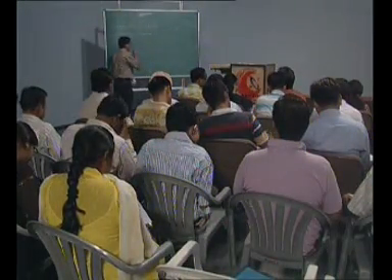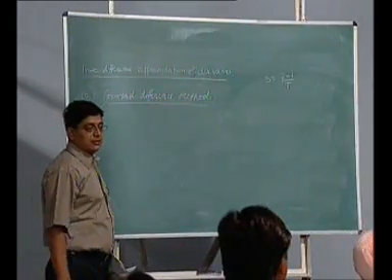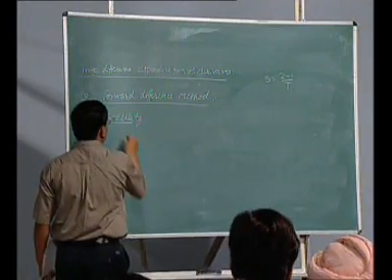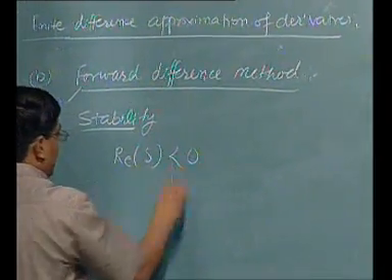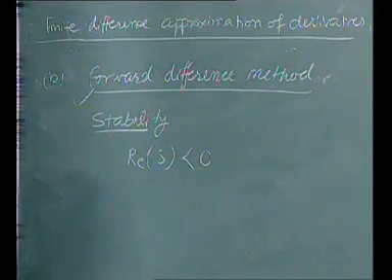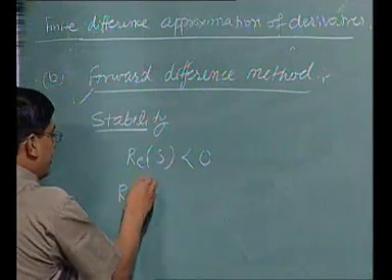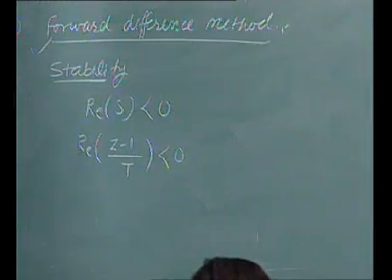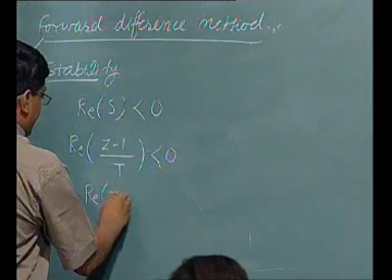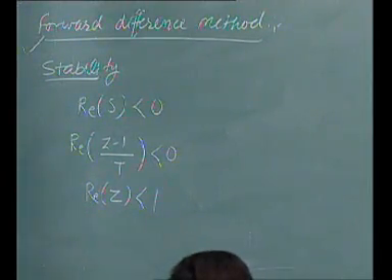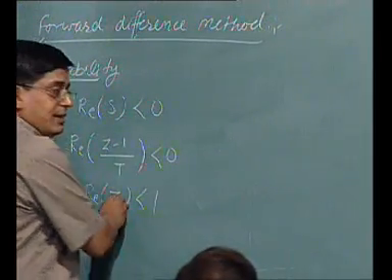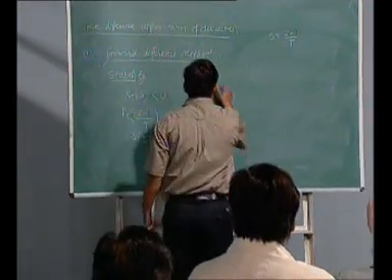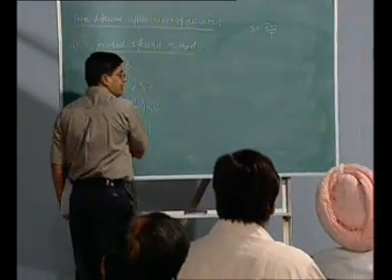Now, again we have to analyze stability. Stability requires the real part of s to be less than 0, for the left half s plane. Now, here the real part of (z minus 1) upon T is less than 0. So, it is real part of z less than 1. Now, no need to put alpha plus j beta here. It is clearly indicating that less than 1, it is the whole unit circle, less than 1 part is coming inside the z mapping.